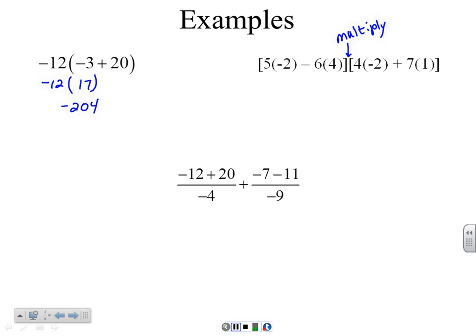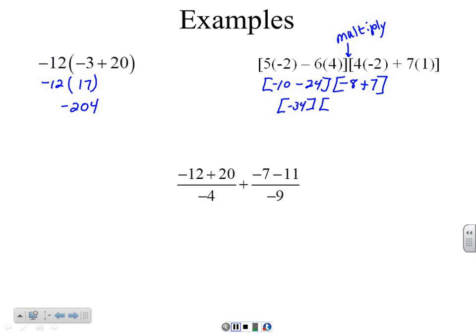So for example, in the bracket on the left hand side, we have multiplication and subtraction. So let's do the multiplication first. So we have negative 10 minus 24. And we can go ahead and do this next bracket, 4 times negative 2, which is going to be negative 8, and 7 times 1 is going to be 7. So let's now, on the left side group, subtract these two. So we have negative 10 minus 24, which is going to be a negative 34.